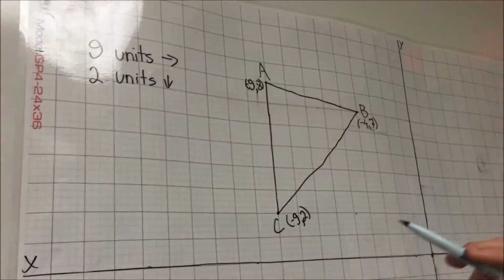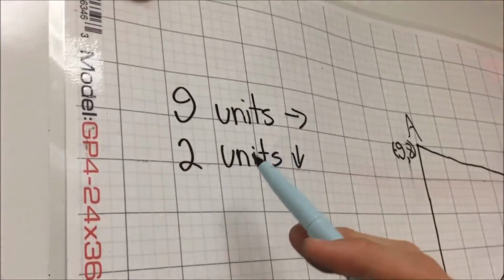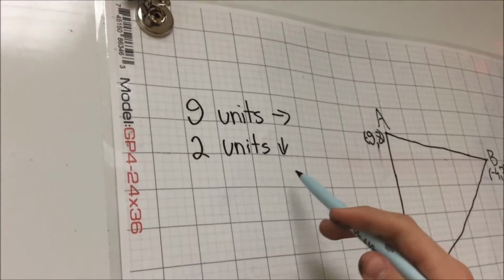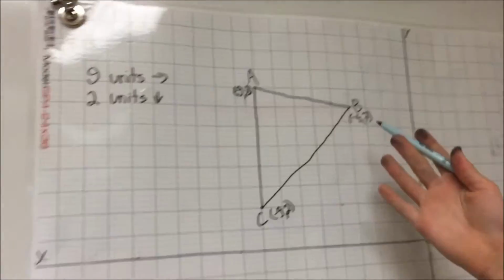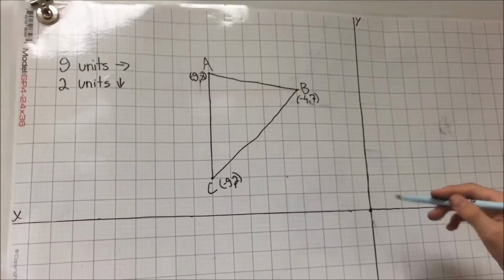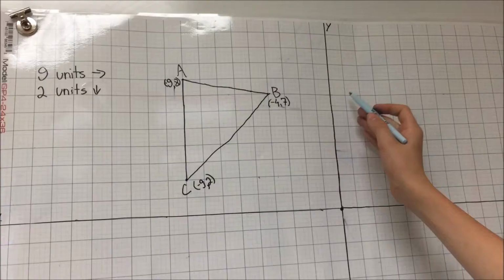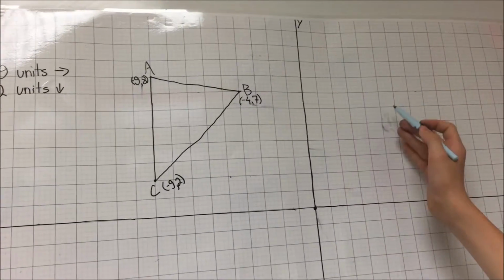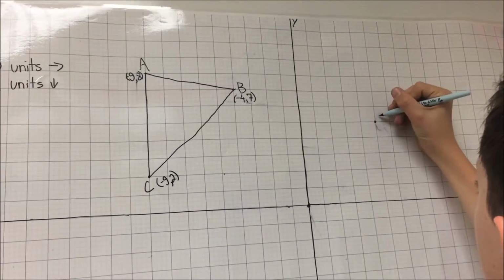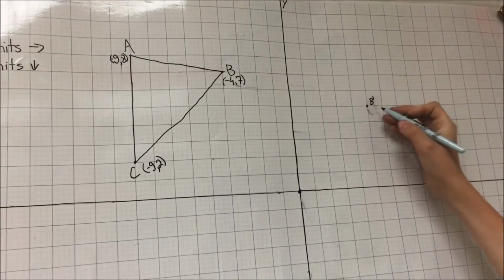So first we're going to have our shape, which is ABC. It's a triangle. And then we're going to have our direction, which is 9 units to the right and 2 units down. So what we're going to do, we're going to get these points, and we're just going to move it 9 units to the right and 2 units down. So we're going to get B, 1, 2, 3, 4, 5, 6, 7, 8, 9, 1, 2. So now our new point is going to be called B prime.